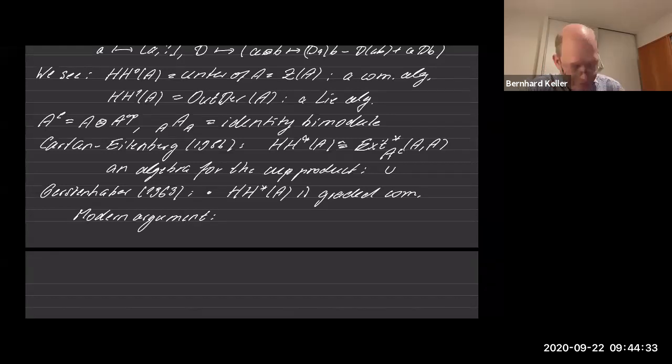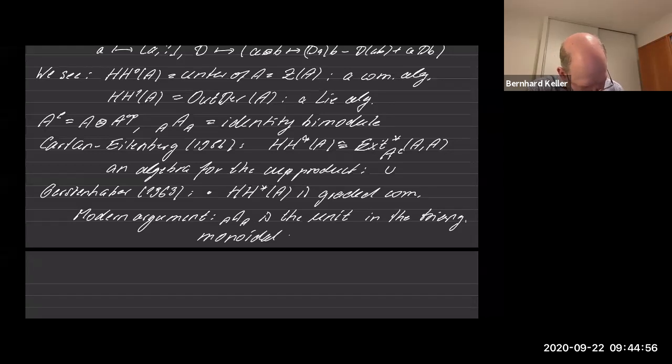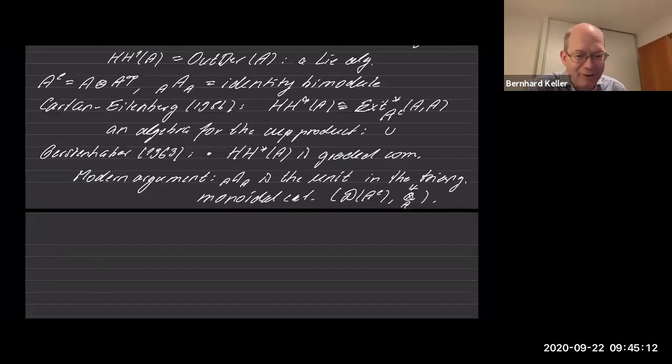You just observe that the identity bimodule is the unit object in a triangulated monoidal category, namely the derived category of bimodules together with the monoidal product given by tensoring over A. And then by the Eckmann-Hilton argument, the endomorphism algebra of a unit in a monoidal category is commutative. Now, this is not Gerstenhaber's argument.